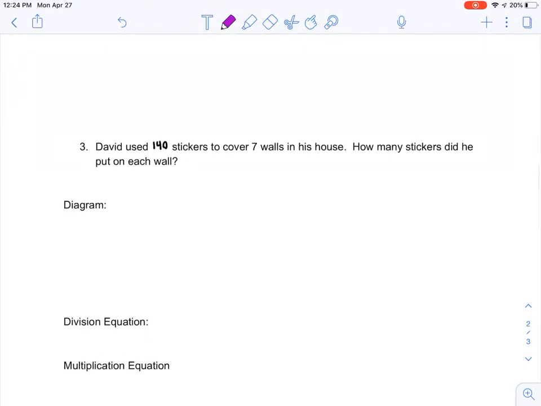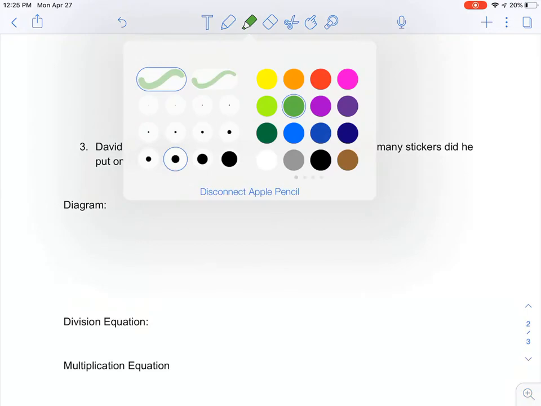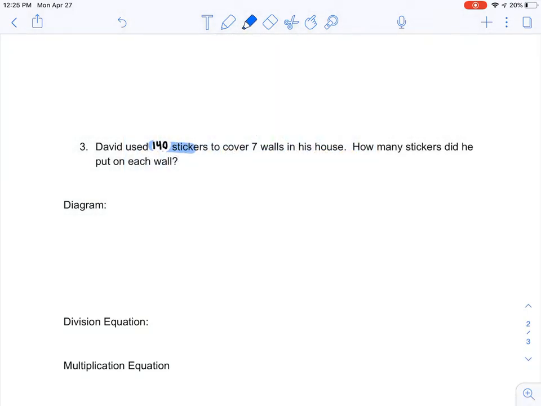All right, so for the next one, David uses 140 stickers. Let me highlight that. To cover 7 walls in his house. How many stickers did he put on each wall? So 140 stickers to cover 7 walls in his house. Okay, so let's figure this out first. Looks like we have 7 total walls. So let's go ahead and make our 7 total groups.